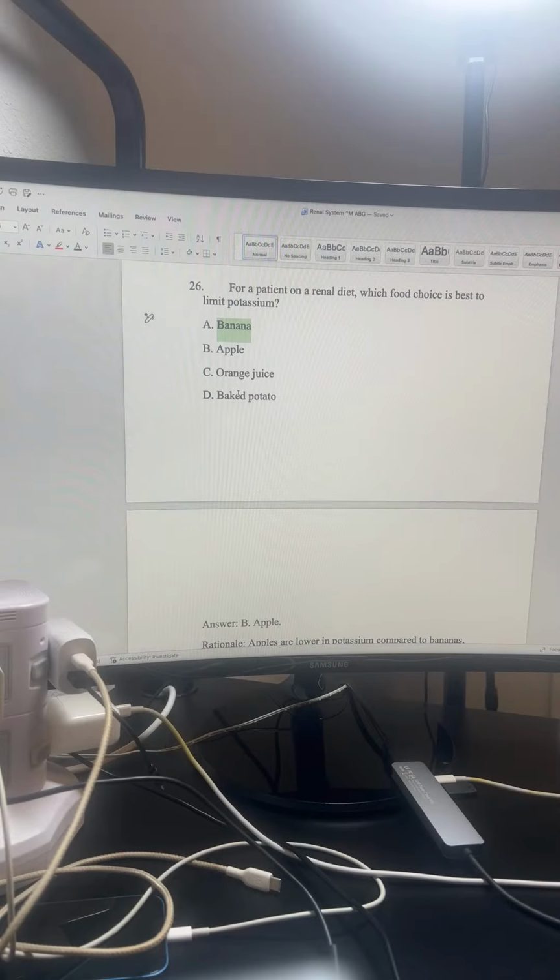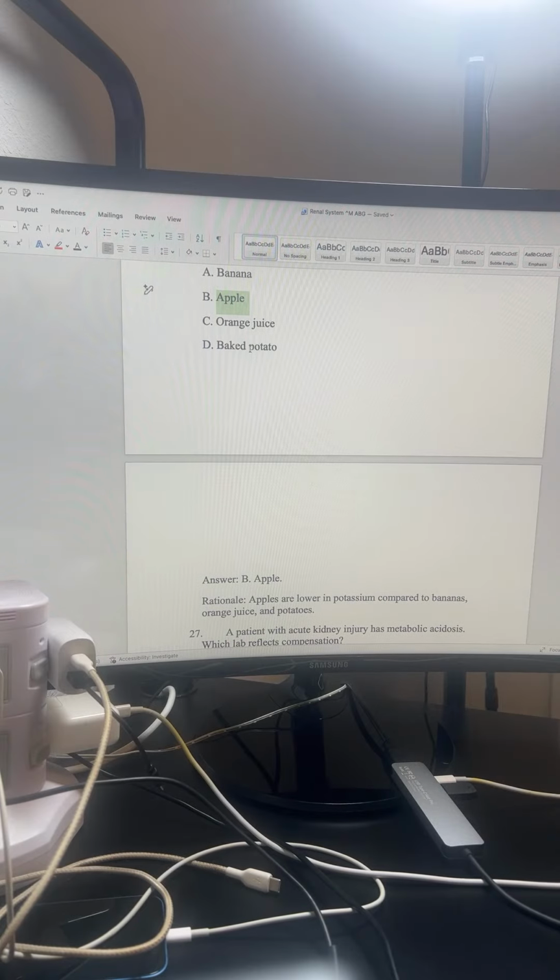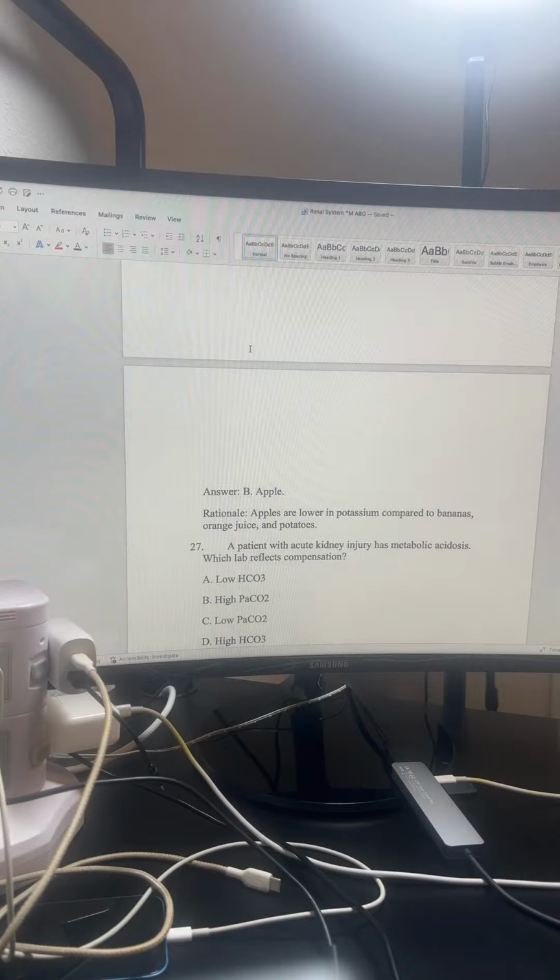So look at the question and read it over, because bananas are high in potassium, potatoes are high in potassium, orange juice has potassium. The apple here is the one that is questionable. If you're going to limit your potassium, the best one is going to be the apple. So apples are lower in potassium compared to bananas, orange juice, and potatoes.